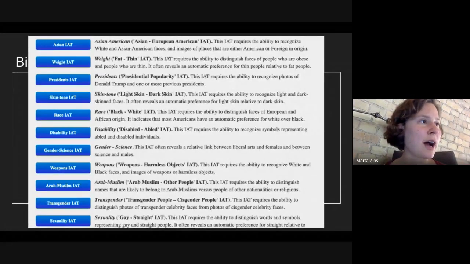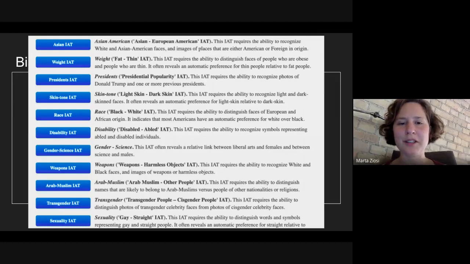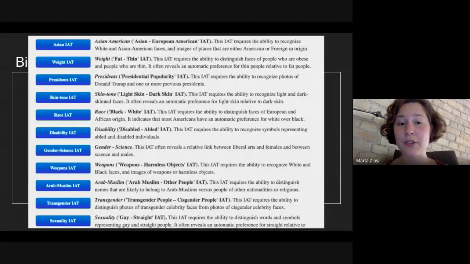Yeah, I will send the link. That's true. So can you please remind me to send the link? And if you type in implicit bias test Harvard, this will be it. But thank you, Phil. And IAT is the keyword. So that's a really interesting one.